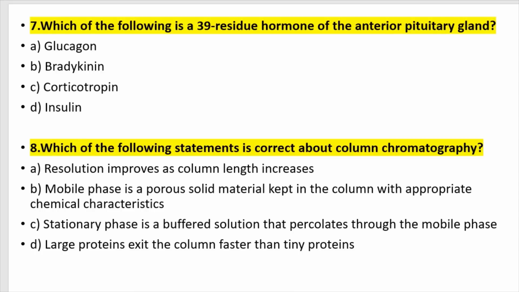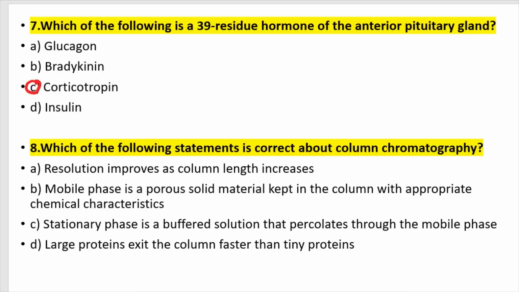All right. Number 7. Which of the following is a 39 residue hormone of the anterior pituitary gland? The anterior pituitary gland, which is called the adenohypophysis, produces a lot of hormones. Glucagon is not a 39 residue hormone, but corticotropin is. Corticotropin is a hormone that will go and stimulate the adrenal gland.